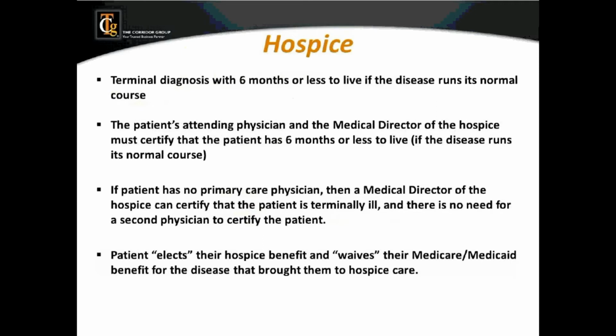And then the last is that the patient has to elect their hospice benefit. They're waiving their Medicare and Medicaid benefit for the disease that brought them onto service. So when they elect that, they have informed consent, they understand the philosophy of hospice, they understand what the plan of care for them will be, and they're saying that, yes, this is something that I want to do. I've made an informed decision. I've had informed consent, and I am electing this Medicare benefit that I've worked for all of my life. Next.